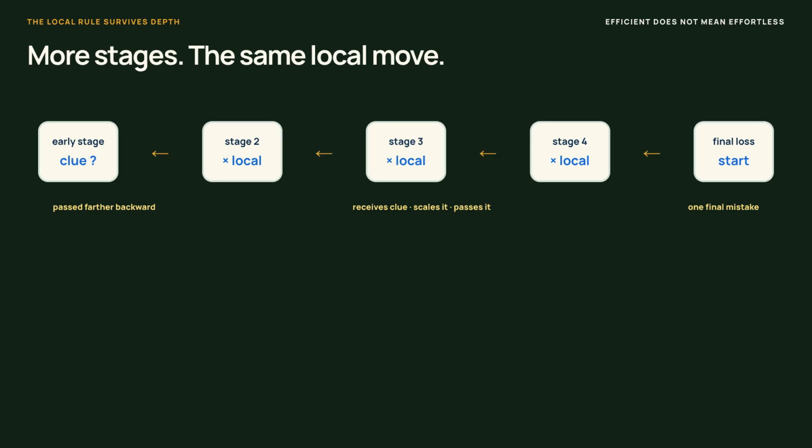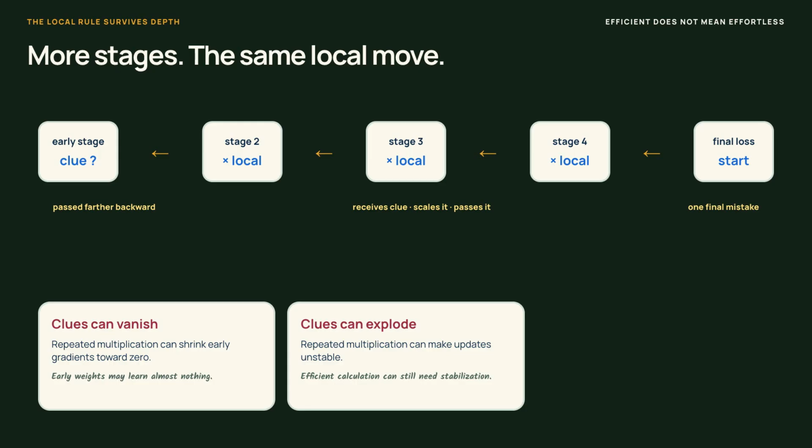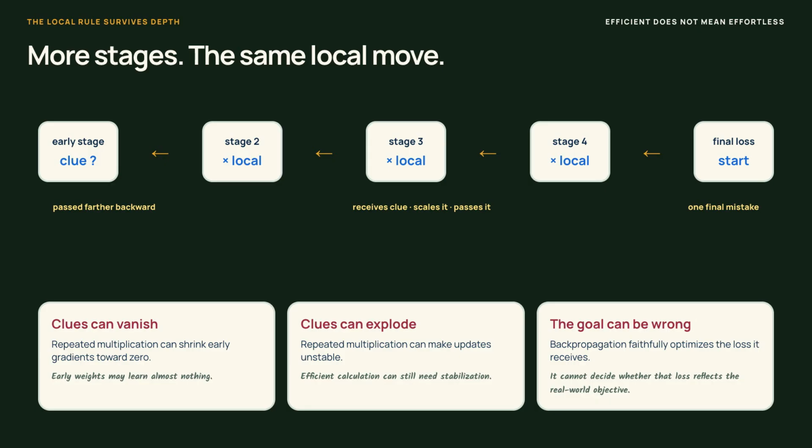This efficiency is why one final mistake can teach an enormous collection of weights without separately nudging and rerunning the model for everyone. But efficient calculation does not guarantee an easy learning problem. Across many stages, the multiplied clues can shrink until early weights receive almost nothing. They can grow until updates become unstable. And the method can faithfully optimize a loss that measures the wrong real-world goal. Backpropagation gives us gradients efficiently. It does not promise that the gradients are healthy, that the objective is wise, or that the final solution is globally best.